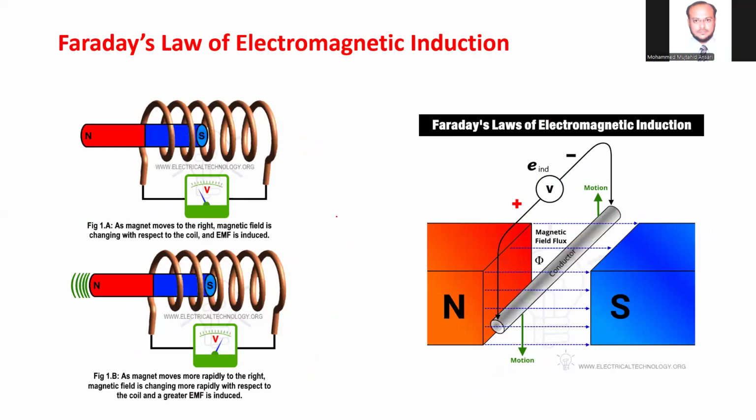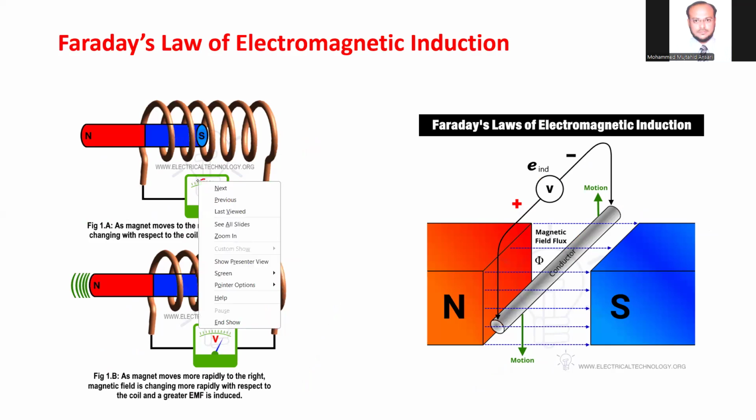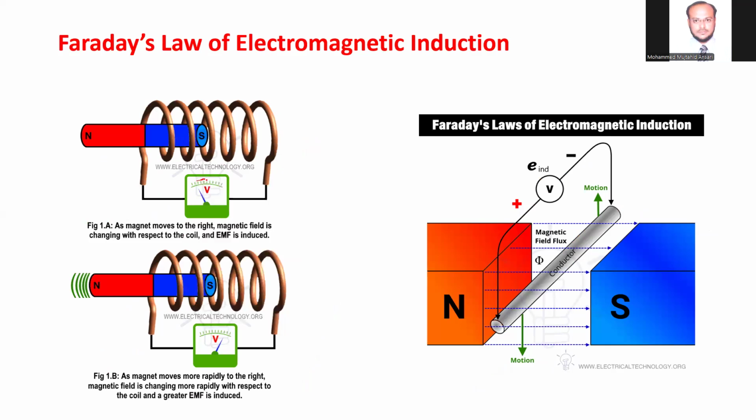Now, just Faraday's law of electromagnetic induction. This is the coil which is connected with the galvanometer. If you place a permanent magnet stationary, it will momentarily give a deflection, and again it comes to the zero position, because we are not moving.